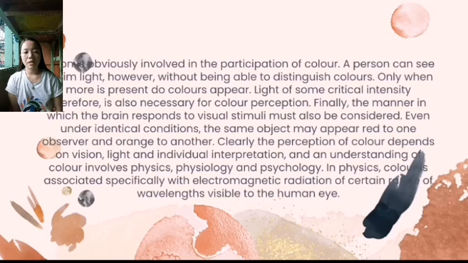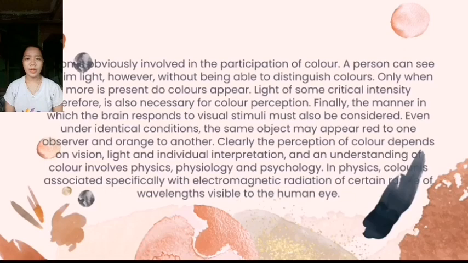Vision is obviously involved in the perception of color. A person can see in dim light, however, without being able to distinguish colors. Only when more light is present do colors appear. Light of some critical intensity, therefore, is also necessary for color perception.